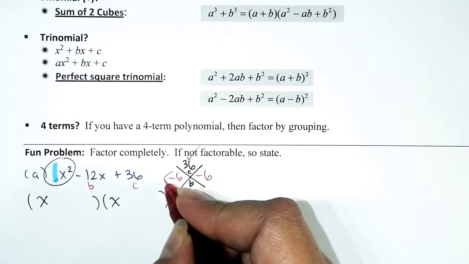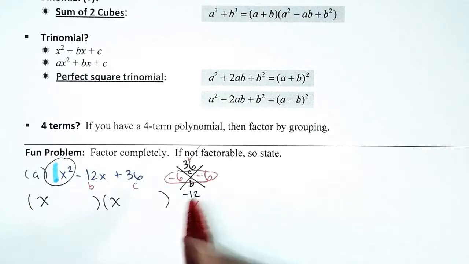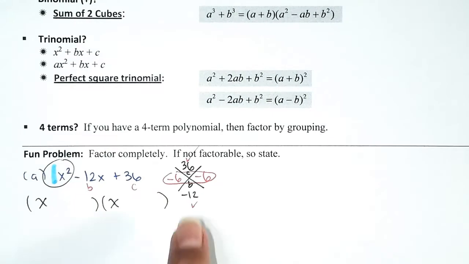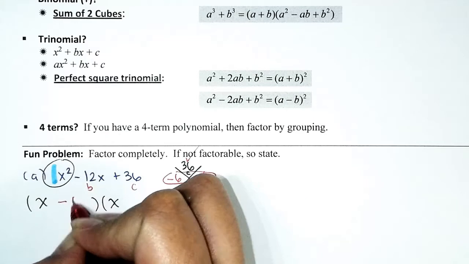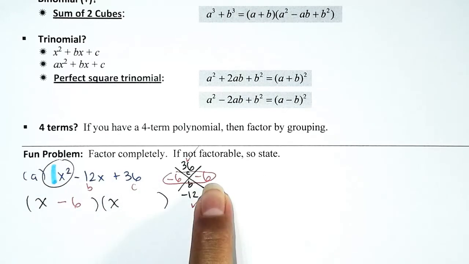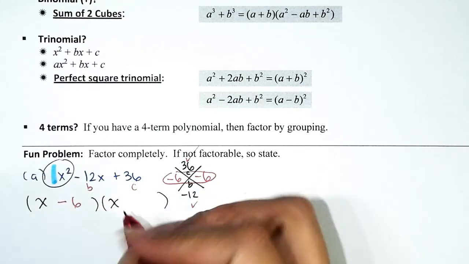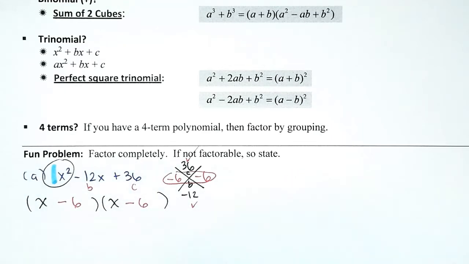Because the leading coefficient is 1, we're just going to plug in the binomial factors. Since one side number is negative 6, one binomial should read x minus 6. Since the other side number is negative 6, the other binomial should also read x minus 6. Can we factor more? The answer is no. X and 6 have no factors in common other than 1. Same speech for the same binomial.